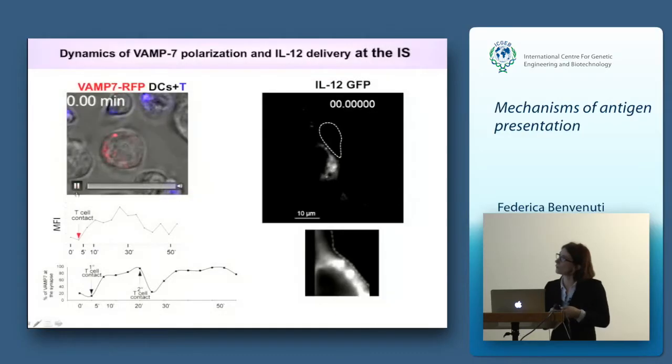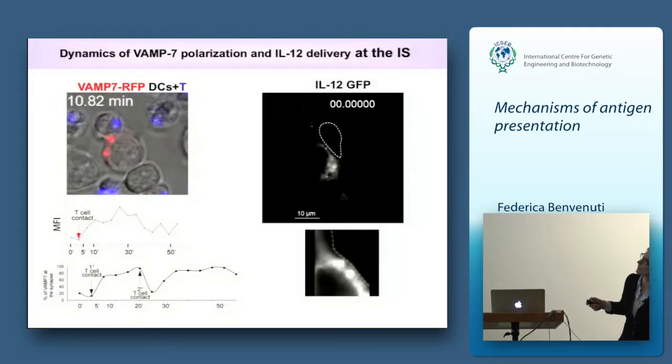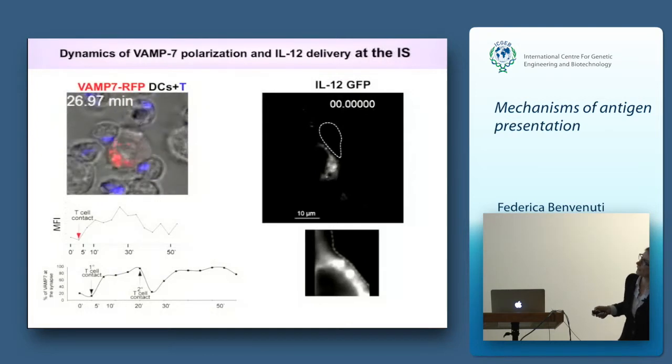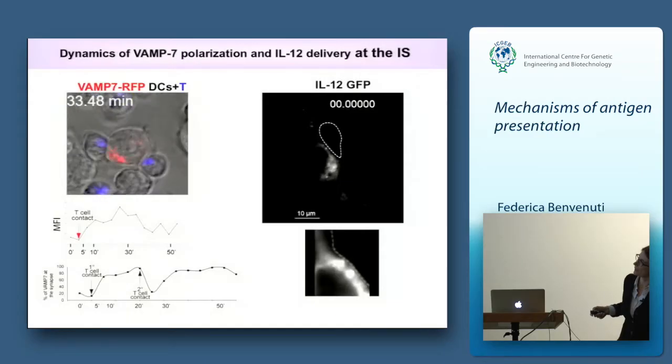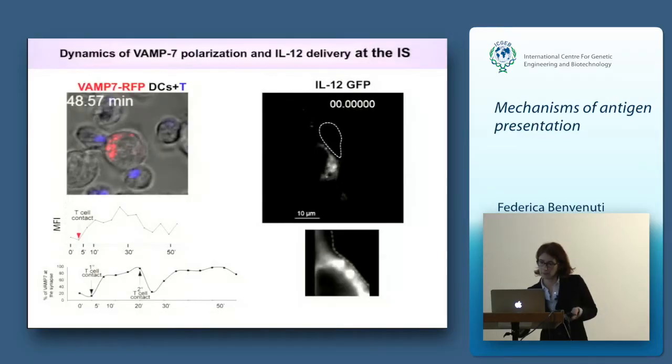In this movie, I'm showing you VAMP7 in red, and the T cell is in blue, that redistributes at the interface upon the interaction. This graph shows the peak in fluorescence at the synapse, and we can see that it clusters at the synapse immediately after a contact, then it goes away to go to a second T cell, and then it comes back to the first T cell.